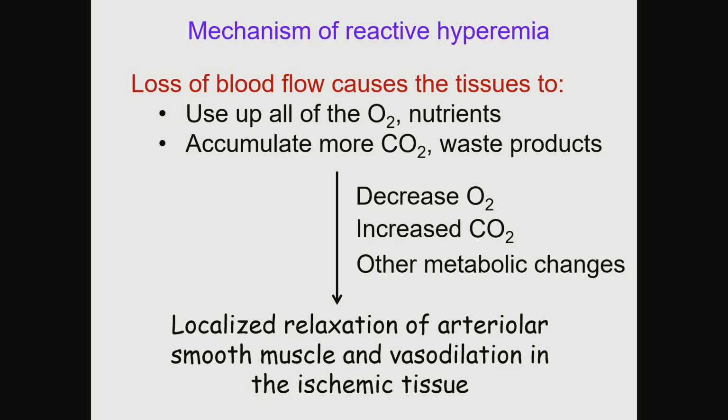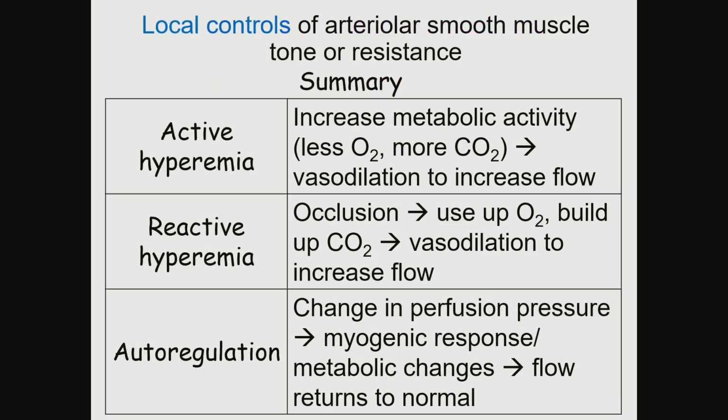So this is kind of analogous to what is happening with active hyperemia. It's just that the cause is different. Or what is stimulating this vasodilation, or vasoconstriction if you wanted to do it the other way, but vasodilation, I guess, is going to be different. One is because of increased metabolic activity. The other is because of loss of blood. Okay, and so this just kind of summarizes all those local controls, okay?